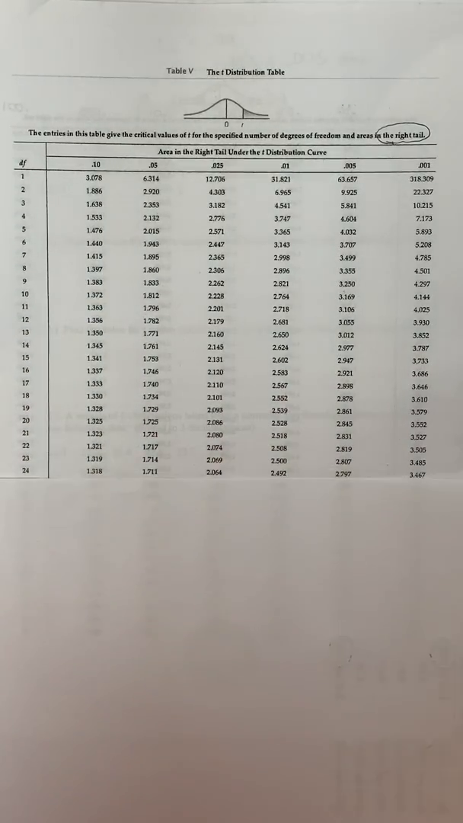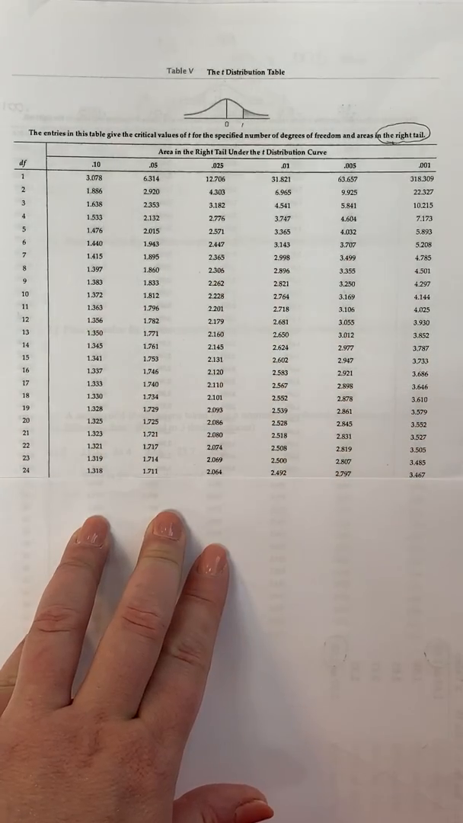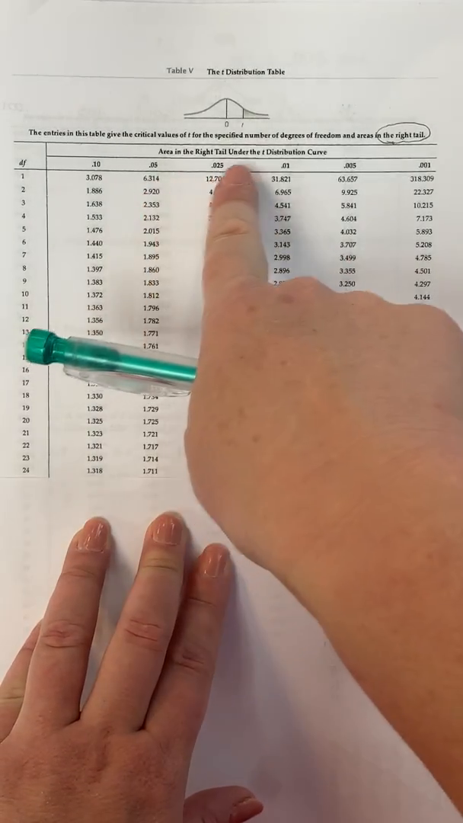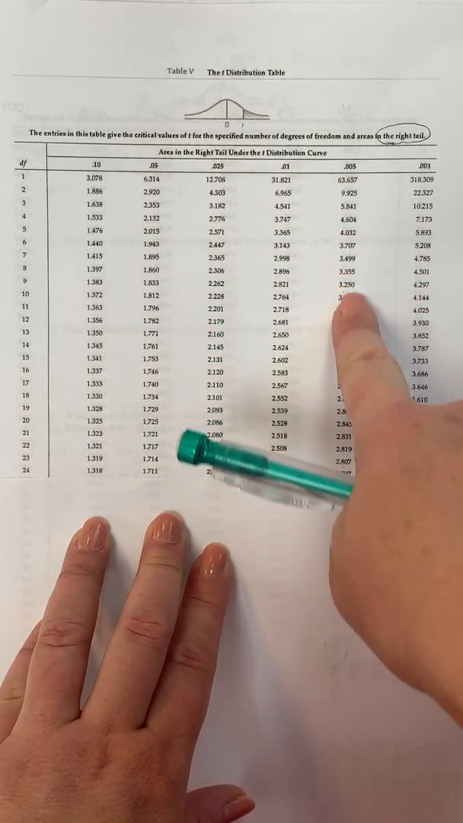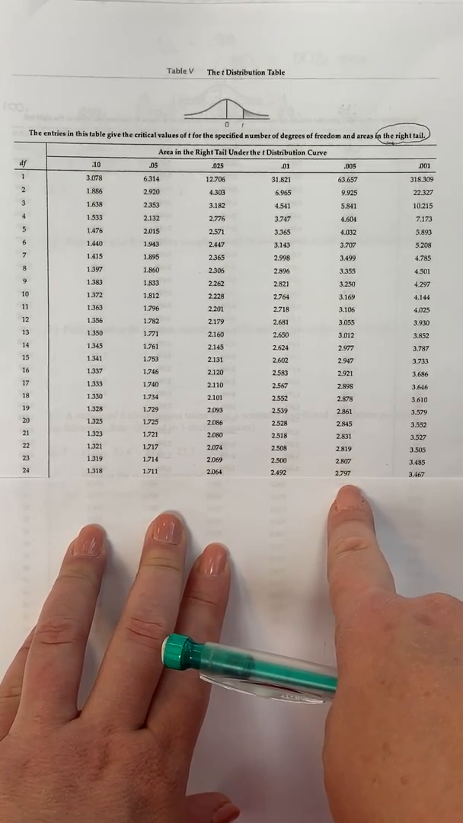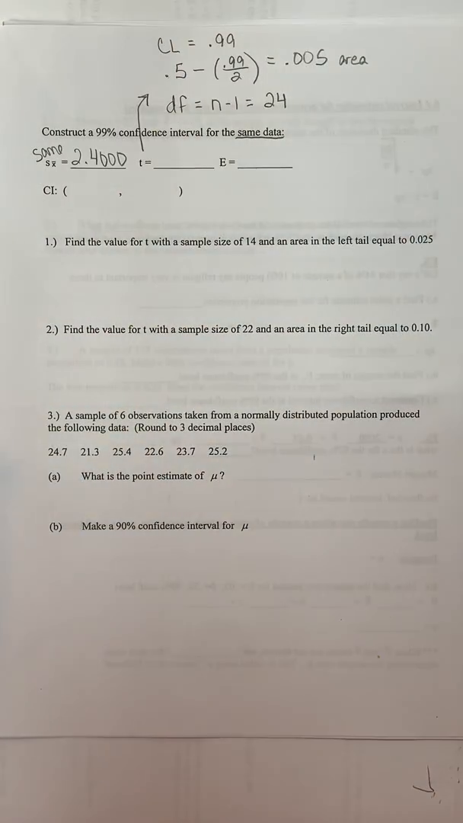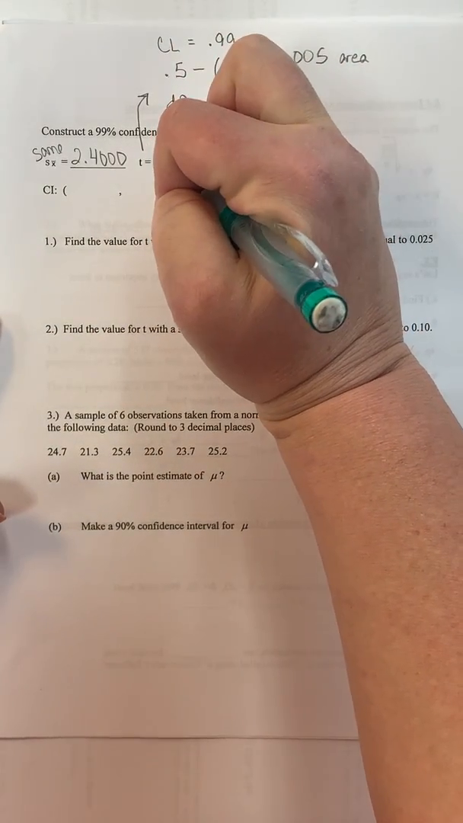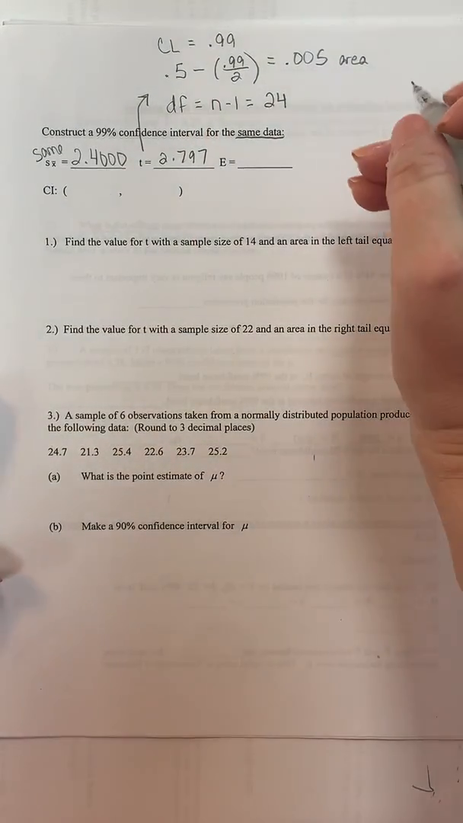Here we are at 24, but we're going to have a new column. We said that our area is now 0.005. We're down here. We go down the column. This is our new T, 2.797. Okay. We're going to take that, put that in as our T, 2.797.